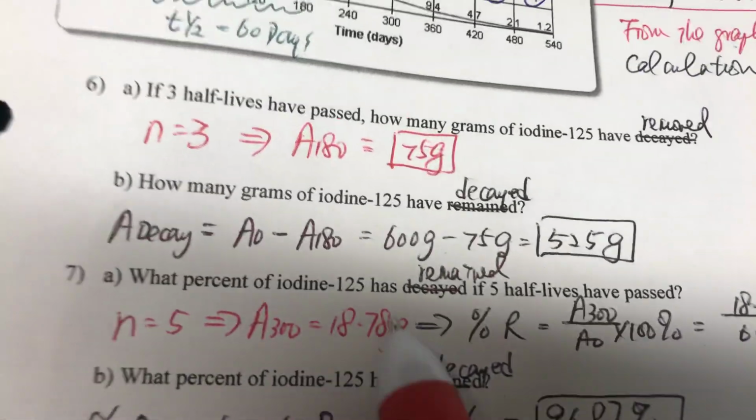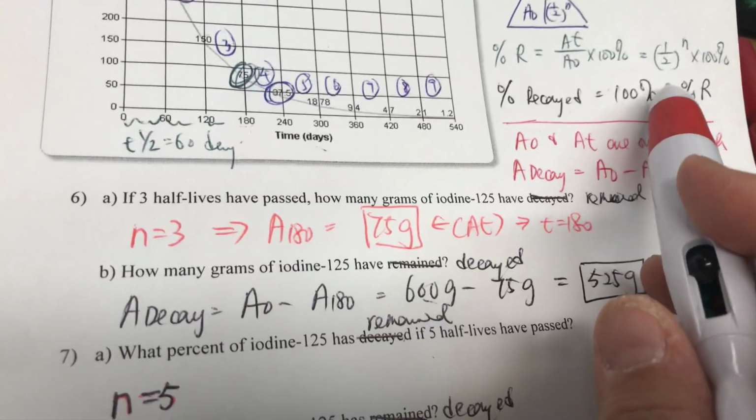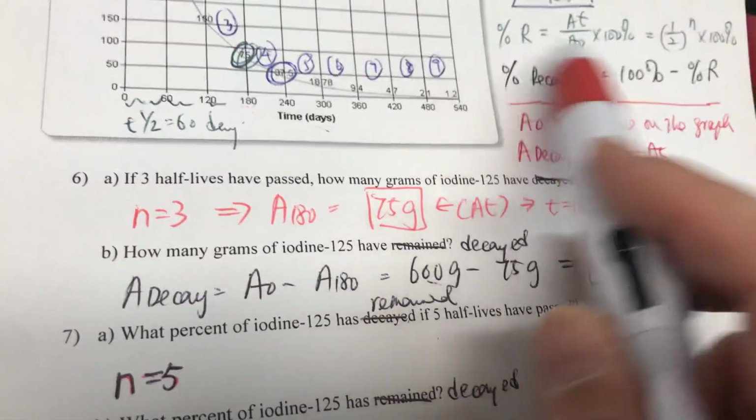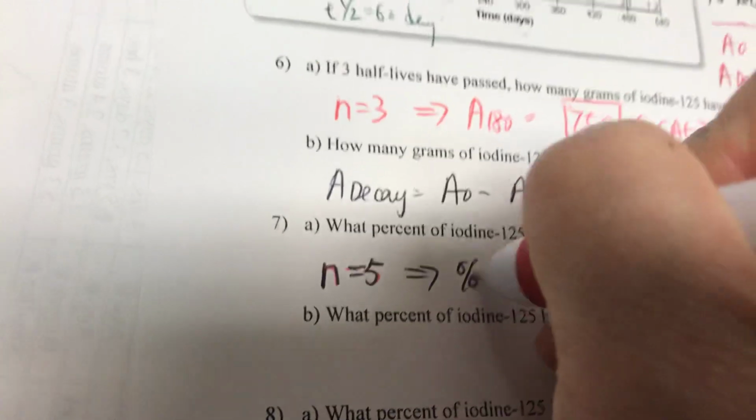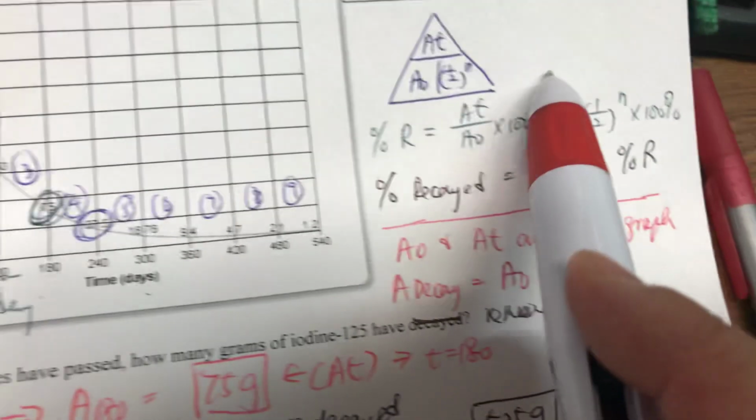But another, quicker way is I don't even need to find the AT. I don't even need to find 18.78 because I can actually use the n here, since I have another formula: percent remaining equals (1/2)^n. I can actually use it. So instead of using AT over A0, I'm going to use this formula: (1/2)^n times 100%.